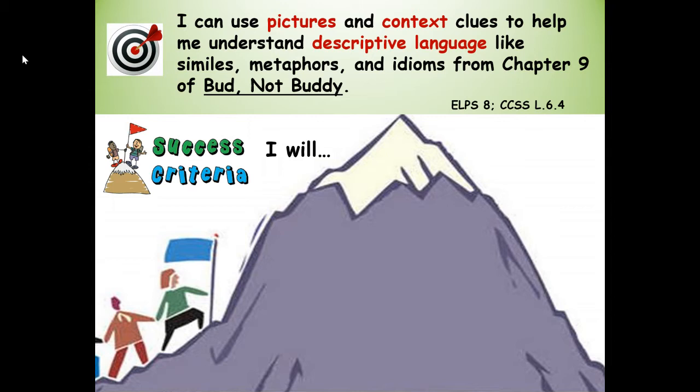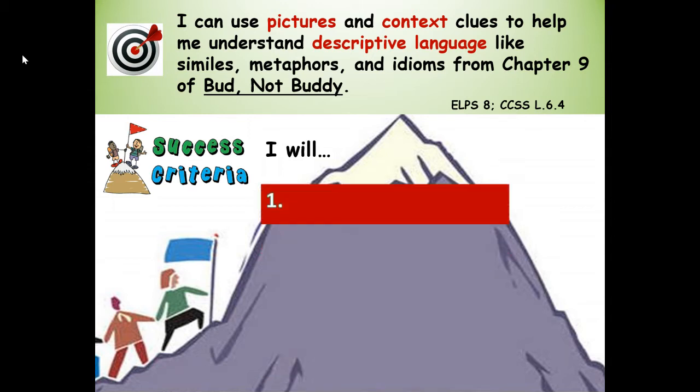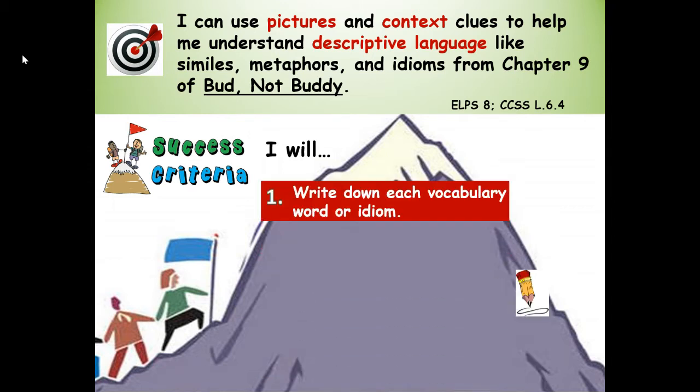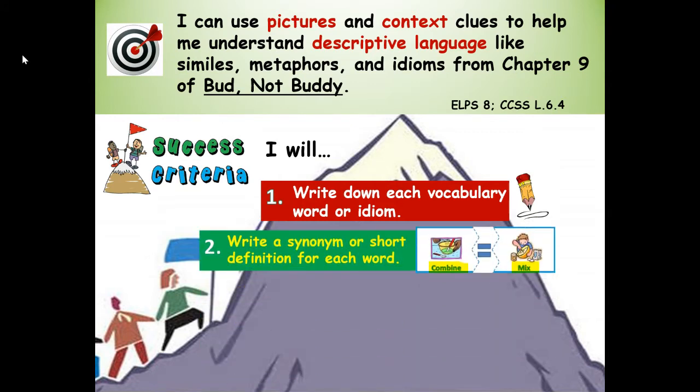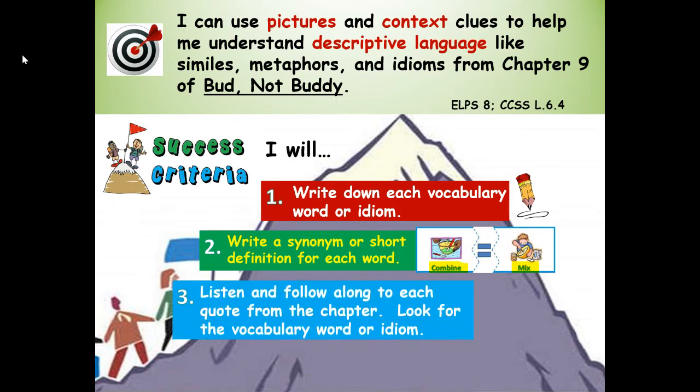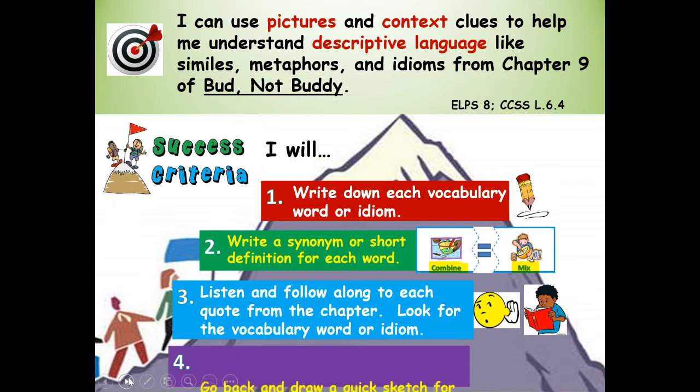Well, here are our steps to success. Number 1, I will write down each vocabulary word or idiom. Number 2, I will write a synonym or short definition for each word. Number 3, listen and follow along to each quote from the chapter. Look for the vocabulary word or idiom. And then finally 4, go back and draw a quick sketch for each word or idiom.